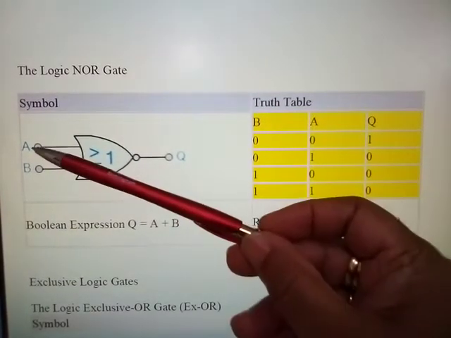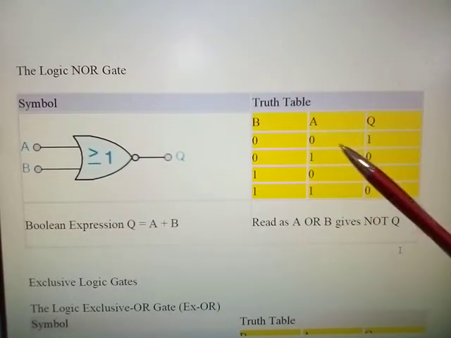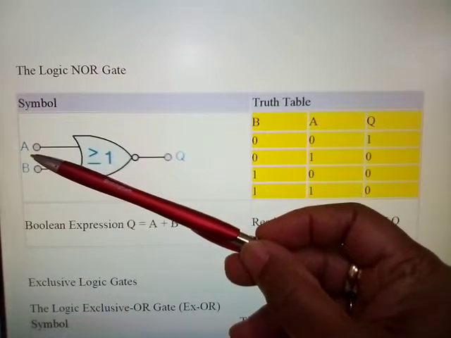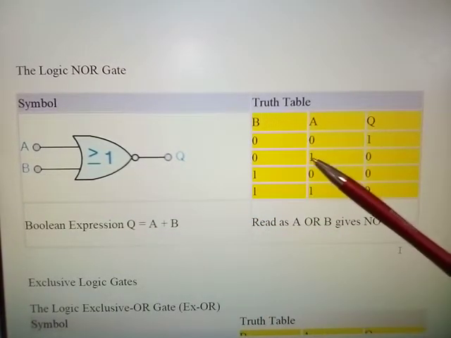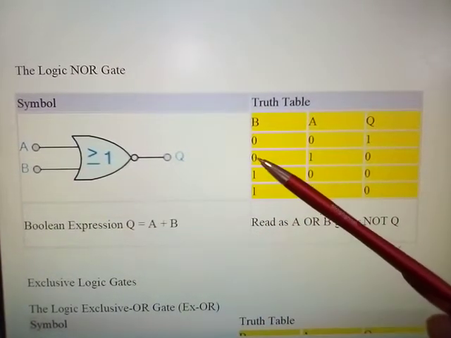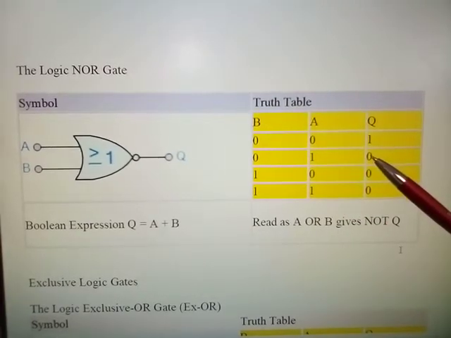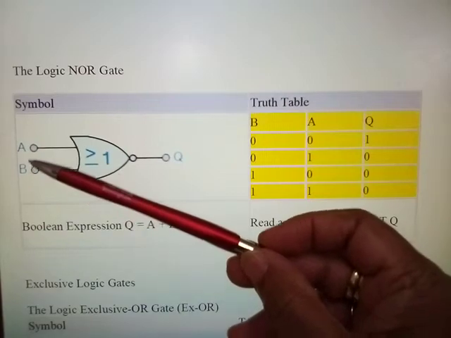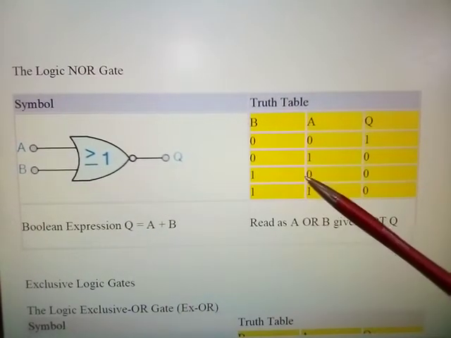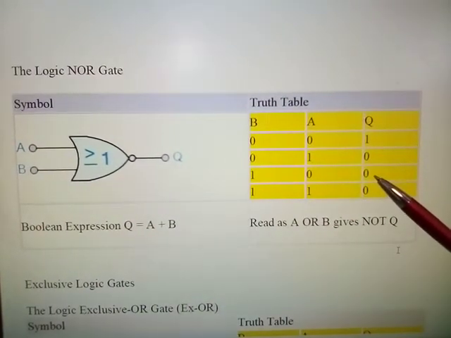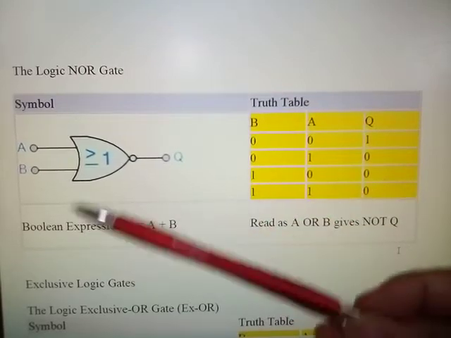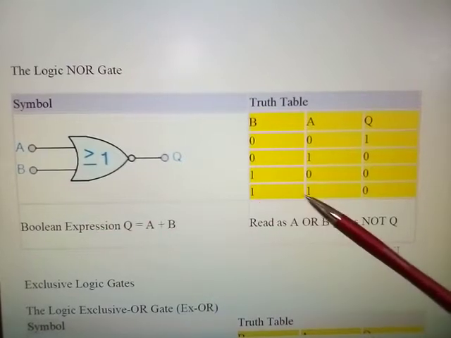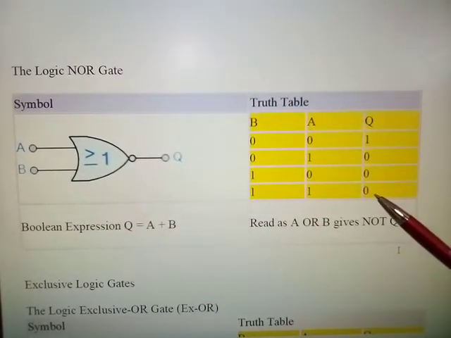If the inputs at A and B are 0, 0, then you get a 1. If the input at A is 1 and the input at B is 0, then you'll get a 0 output. If the input at B is 1 and the input at A is 0, then you'll get a 0 output. If both A and B are at logic 1, then the output will be 0.